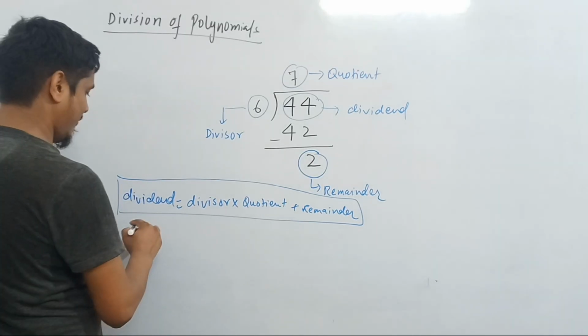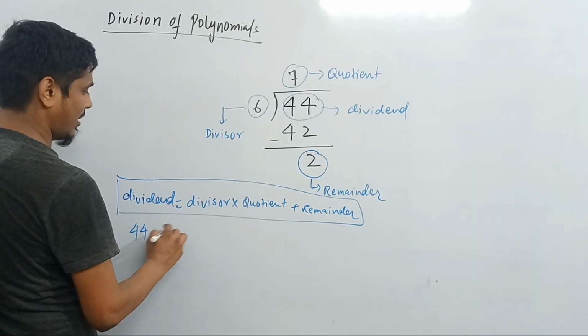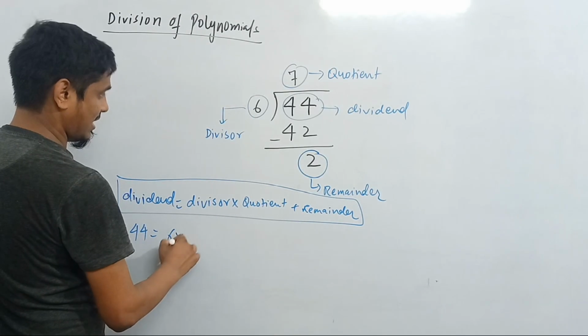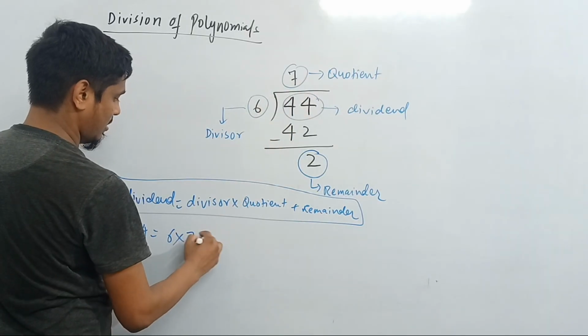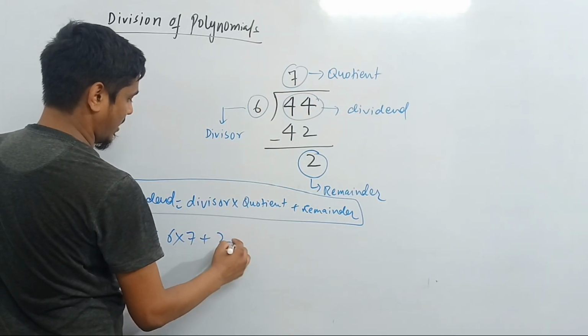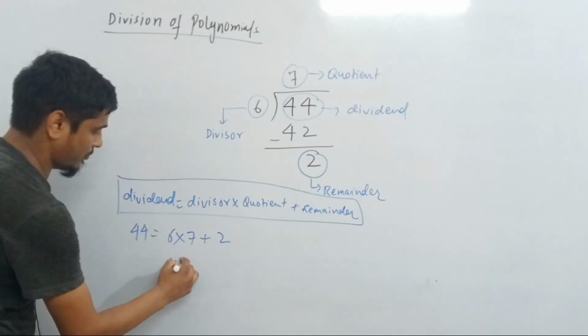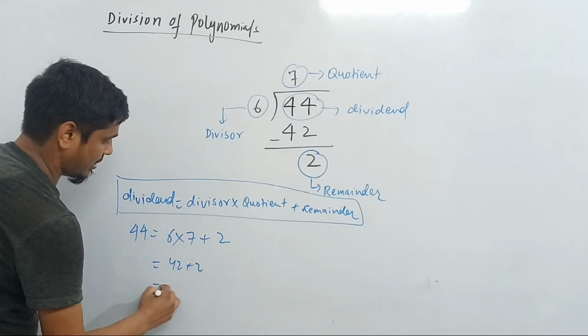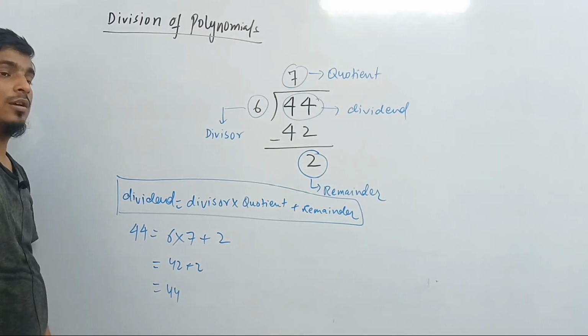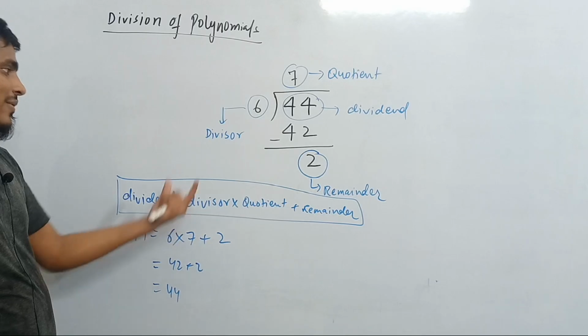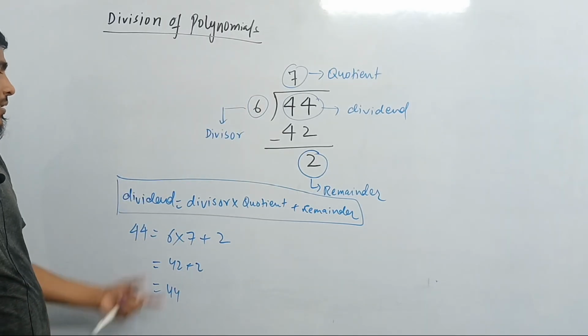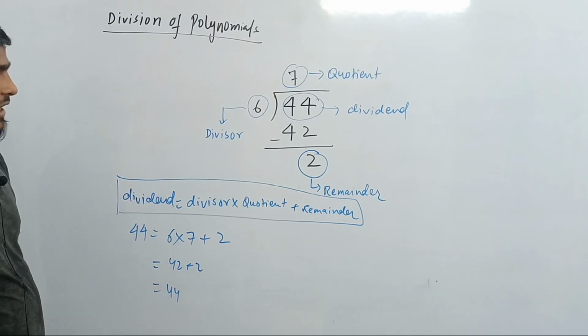You can cross verify. This 44 is equal to what? Divisor is 6 times quotient, which is 7, plus remainder 2. 6 sevens are 42 plus 2, which is equal to 44, right? So this way we used to do a long division method, and the verification like this.